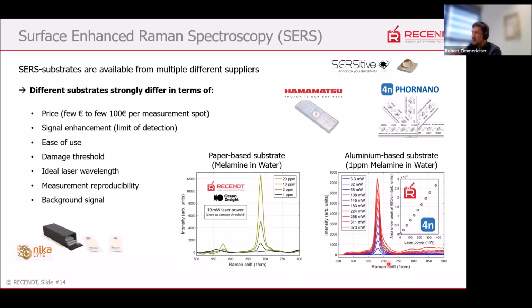So we can use the full power of our system of 373 milliwatts of laser power, which means we can detect much lower concentrations than this 1 ppm using this kind of substrate, just because we can use much more laser power. So this is also something that should be considered when you want to measure something. What laser power can your system provide? And can you use the whole laser power with your substrate, or will you just burn it and lose your signal entirely?